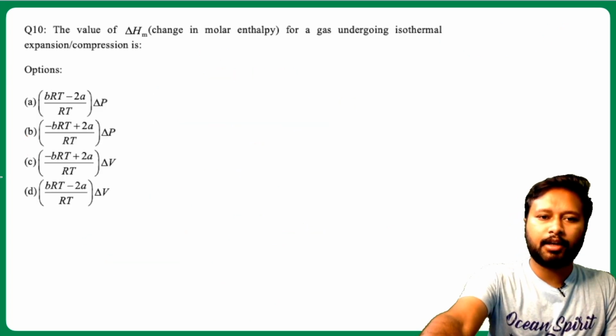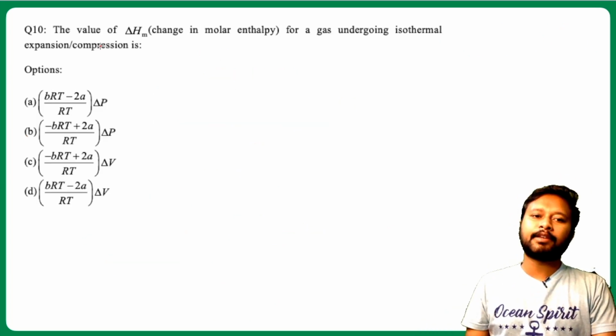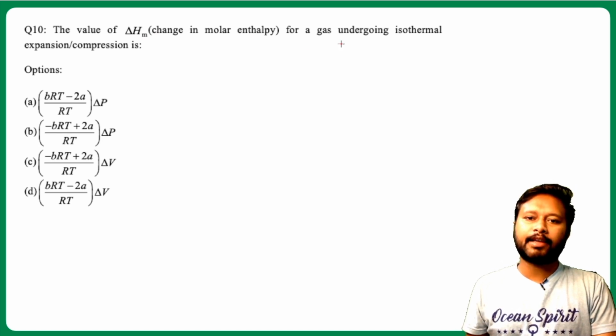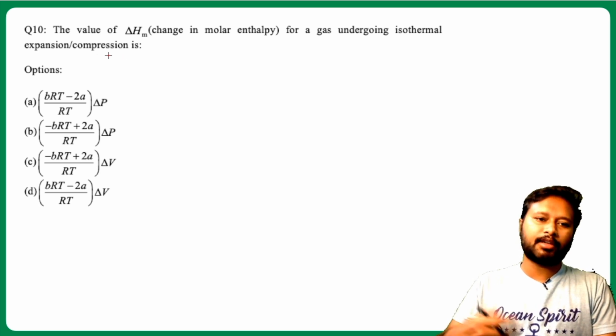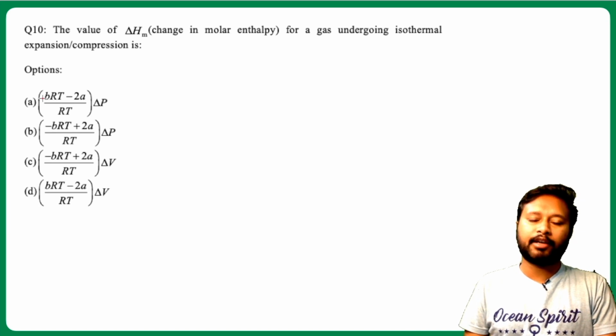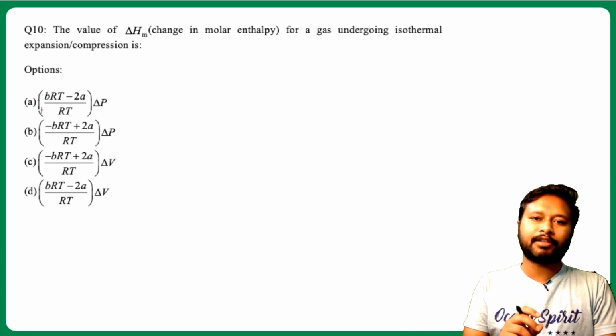Let's take the last question for this video. It says that the value of delta Hm, that is change in molar enthalpy of a gas undergoing isothermal expansion or compression is. Okay, so either expansion or compression, and since you are getting A and B both, the gas over here is a real gas. They are asking what is the value of delta Hm. So let's try to solve it quickly.